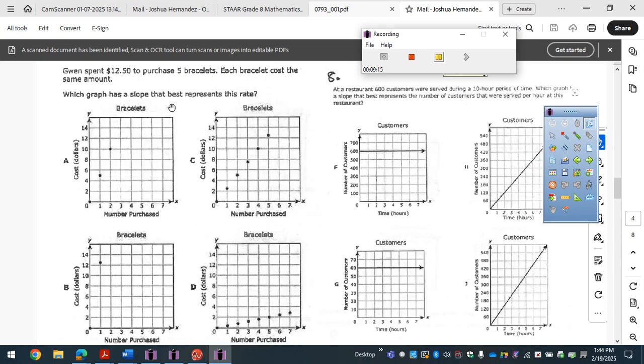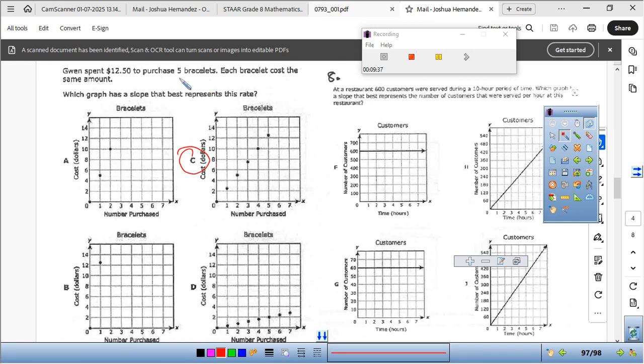Okay, so as we continue on this, just look for those numbers to match up again. I see 12.50 and 5 bracelets. So let's go out here and look for 5 bracelets and 12.50. 5 bracelets, $12.50. I think my answer is C.